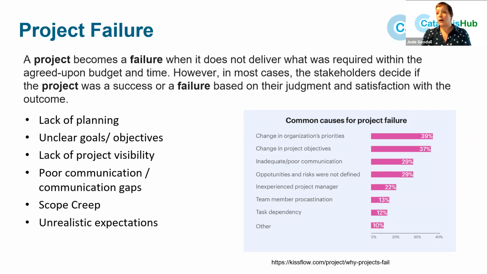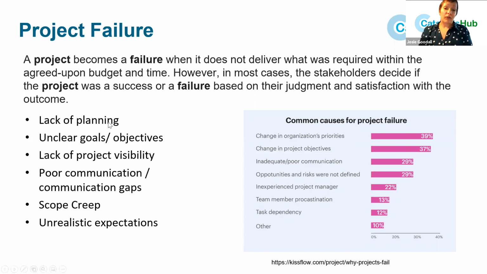Now, failure could be the project manager's fault, but it isn't always, and often isn't at all to do with project management. Sometimes it might just be a change in the organisation's priorities and they no longer want that project to run, in which case you have to close it out. And Kiss Flow, who created this chart, says that's about 40% of the time for traditional project management roles is why a project fails, is because the organisation changes its mind and doesn't want to do that anymore.